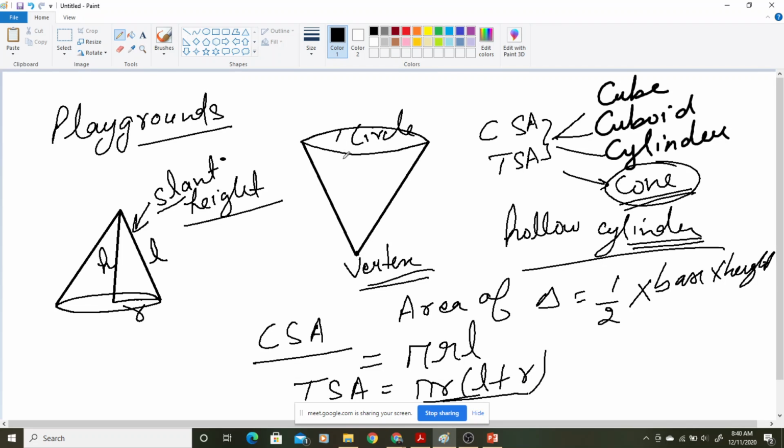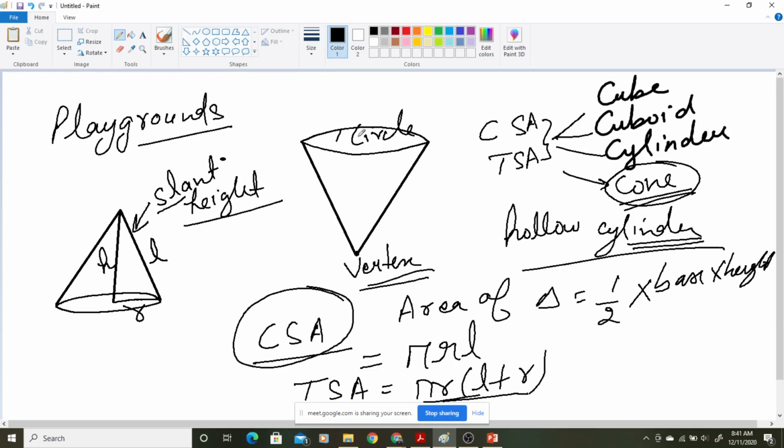See, CSA means क्या होता है? When we talk about CSA, we talk about only the boundaries. We don't include the top and bottom. हम top और bottom को include नहीं करते हैं when we are talking about CSA. If the CSA formula is pi r L, that means in TSA what will I include? TSA में मैं क्या include करूँगा?